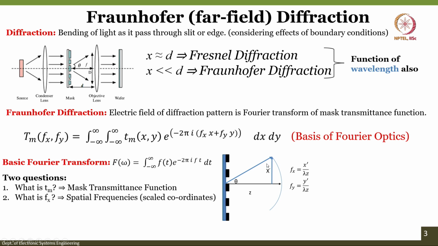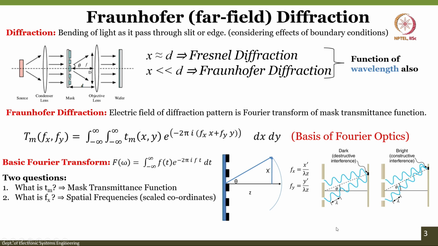Now x prime is here, z is here. z is the distance between your lens and mask, whereas x prime is nothing but how much it is elevated towards the upside. Now y dash is here but not shown because it is inside the screen, okay, it is a three dimensional phenomenon.